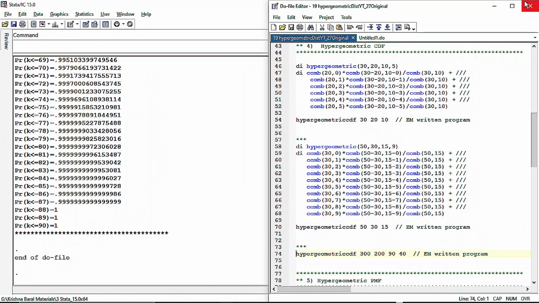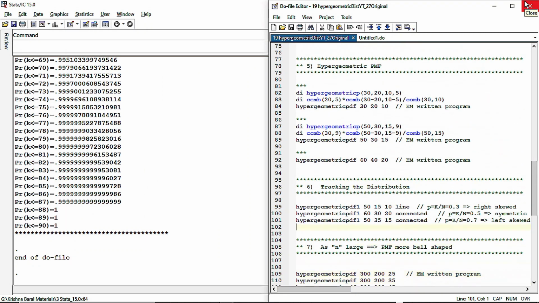Now let us move to our PMF, probability mass function, and this hypergeometric P is the Stata function in order to calculate the PMF of the hypergeometric distribution. Here capital N, or the population, is 30, and K is 20. 20 of them have the attributes of certain interest, and we are taking a sample of 10, and we want to ensure 5 of them should have the certain attributes of interest. And let us see what the probability is like.